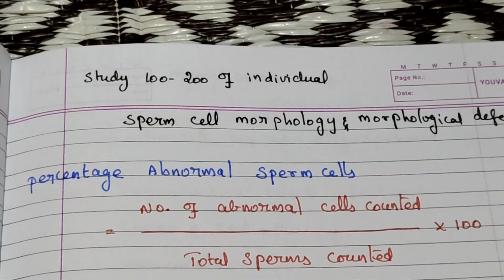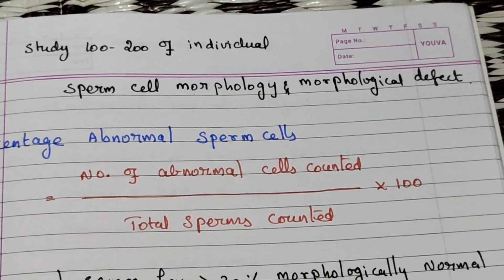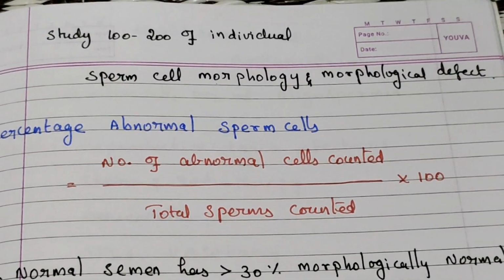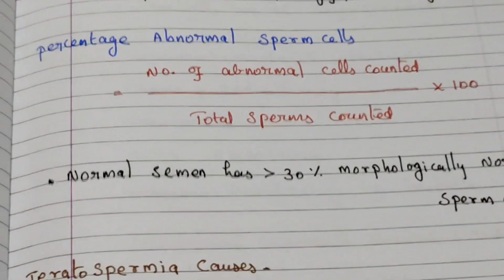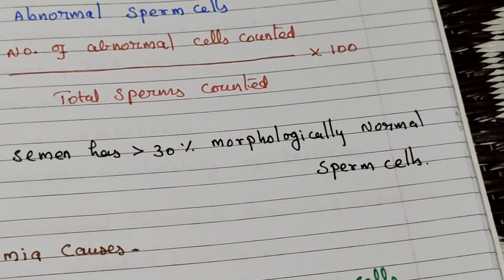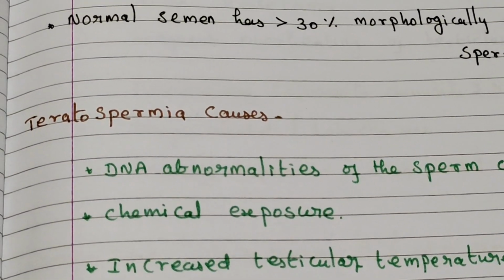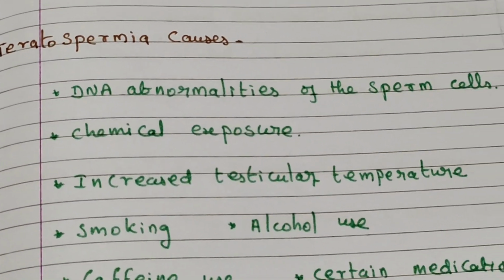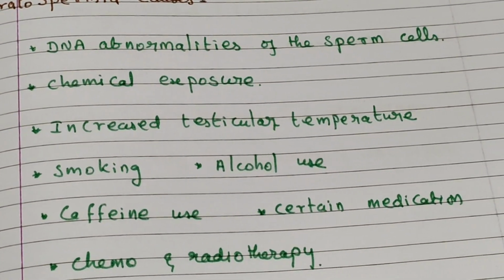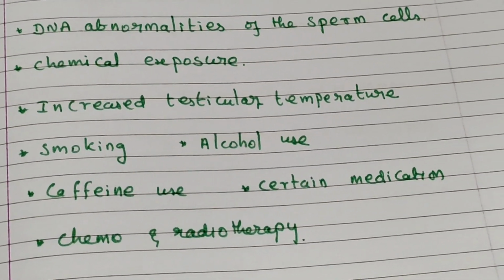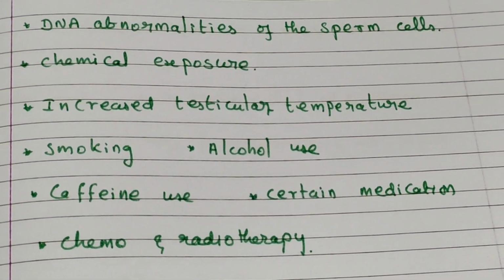Using a hemocytometer, we count the sperm, studying here 100 to 200 individual cells. Percentage of abnormal sperm cells is the number of abnormal cells counted divided by the total sperm count, times 100. So more than 30 percent morphologically normal cells. So what are the things that will affect this? Abnormal sperm morphology is caused by a number of factors. It may be DNA abnormalities of the sperm cell, chemical exposure, increased testicular temperature, smoking, alcohol use, caffeine use, some medication, chemo and radiotherapy. These are the factors that affect sperm normality.